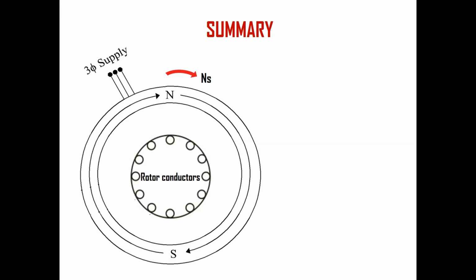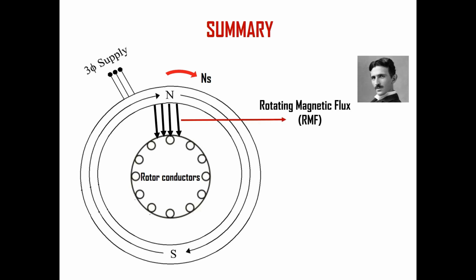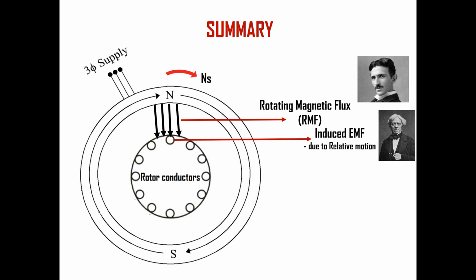Okay, let's consolidate what we have seen. In the first step, rotating magnetic flux is created in the stator. This is because of the resultant of three-phase supply given to a three-phase winding, and each winding is displaced by 120 degrees. Tesla is the man behind it. In step 2, this RMF passes through the air gap and cuts the stationary conductor in the rotor. Then induced EMF is created because of relative motion between the magnetic flux and conductors. This is known as Faraday's law of electromagnetic induction. Faraday is the man behind it.